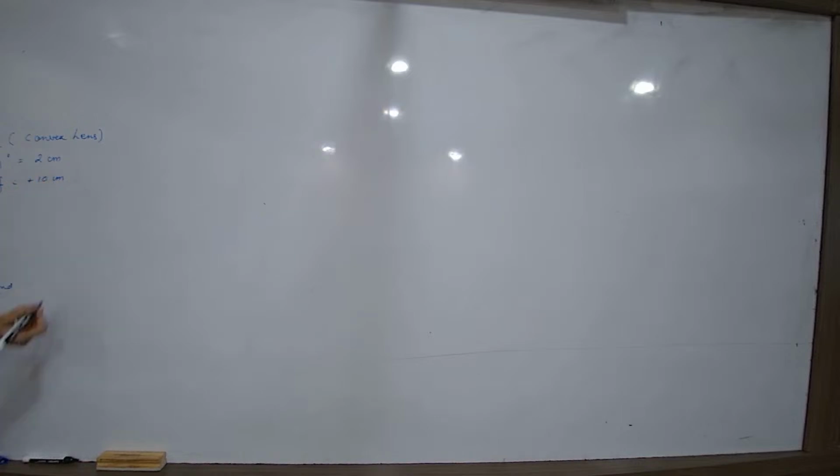And then the distance of the object from the lens is 15 centimeter. What does it tell us? This distance is 15 centimeter. So what should I write here, U or V? U. Plus or minus? Minus. Why is it minus? It's on the left side.